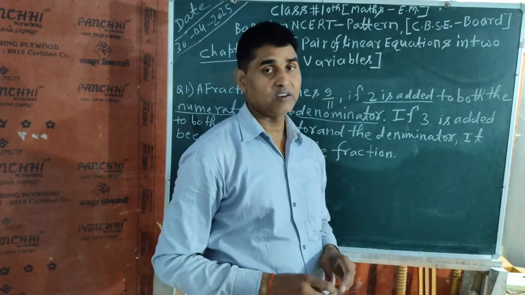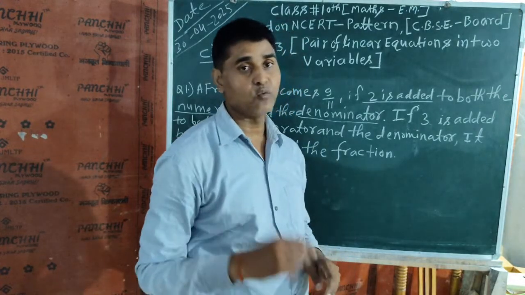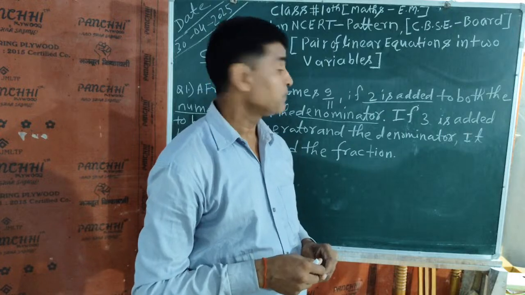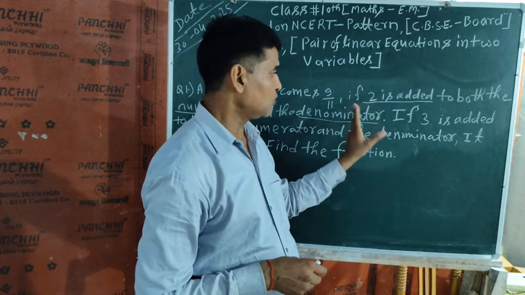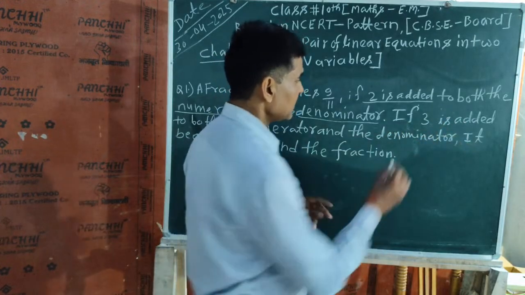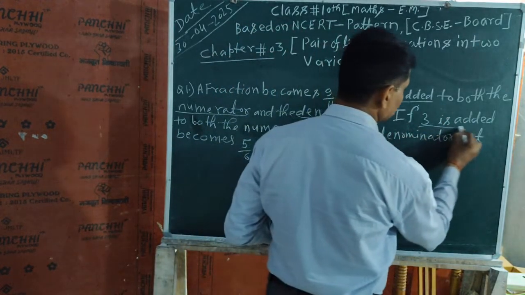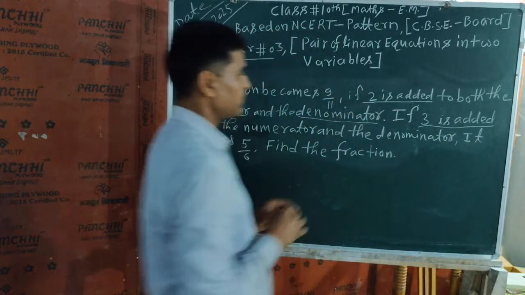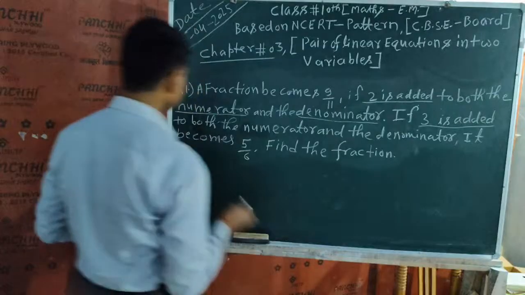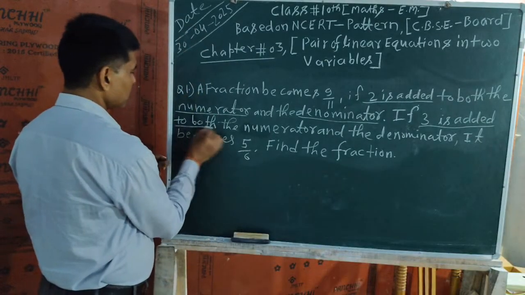So I will get one condition, and on solving it I will get a linear equation in two variables. Now the second condition says: if 3 is added. In the previous one 2 was added, but here it is written that 3 is added to both.